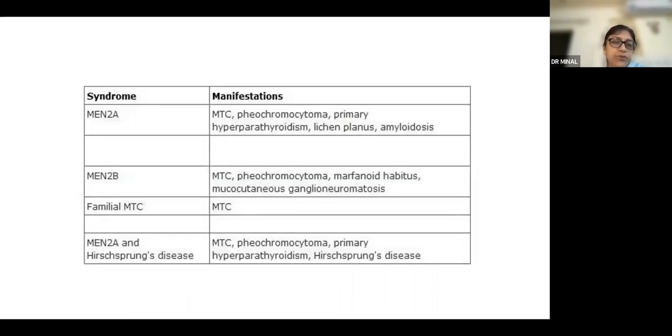So some of the syndromes, if you revise: MEN2A, which is MTC, PHEO, and the parathyroid adenoma, along with lichen planus and amyloidosis. MEN2B, which is Wermer's, will give you MTC, PHEO with marfanoid habitus, and the neuromas and ganglioneuromas. Familial MTC will give you medullary thyroid carcinomas. Then MEN2A and Hirschsprung's: MTC, PHEO, and primary hyperparathyroidism along with Hirschsprung's. So these are some of the syndromic pictures of the medullary thyroid carcinomas, or the thyroid malignancies of the parafollicular variants.